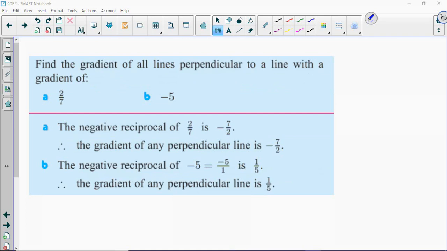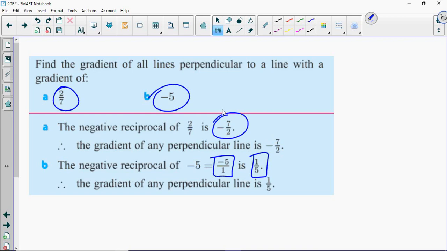So here are two examples. If our first line has a gradient of 2/7, then a perpendicular line to it is going to have a gradient which is the negative reciprocal. So it's going to be negative, and then the reciprocal of 2/7 is 7/2. So that's the negative reciprocal of 2/7. And if our original gradient was -5, we're going to consider that to be a fraction, so -5 divided by 1, therefore its negative reciprocal is going to be 1/5.